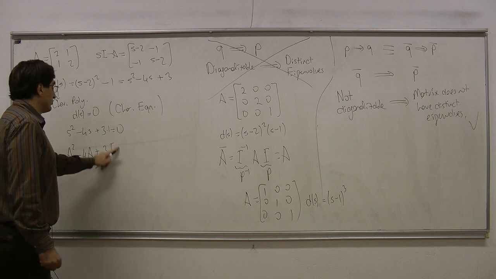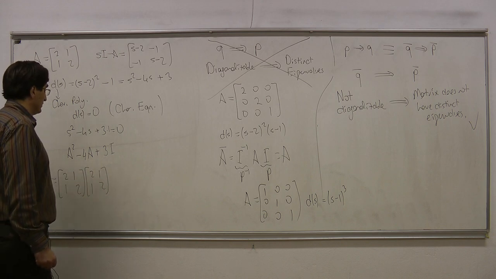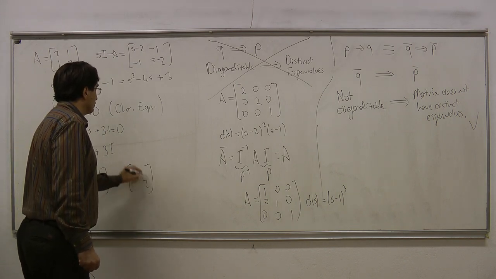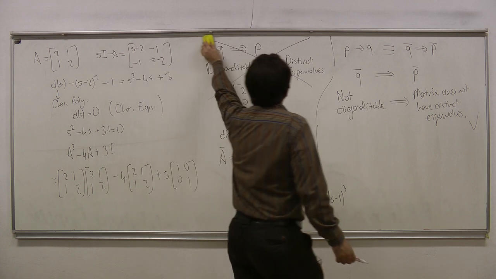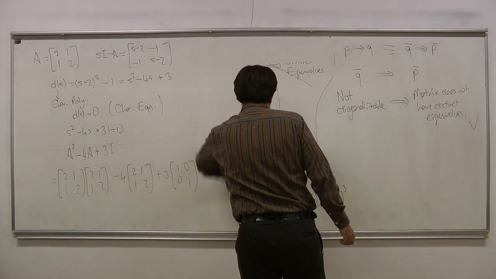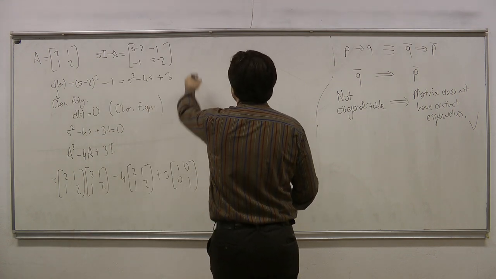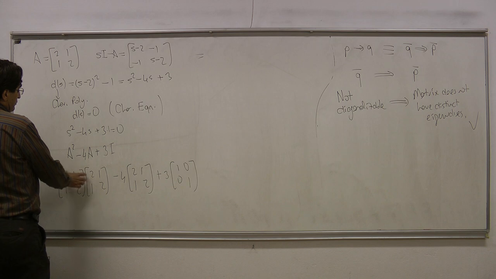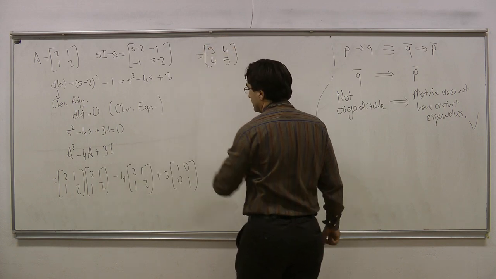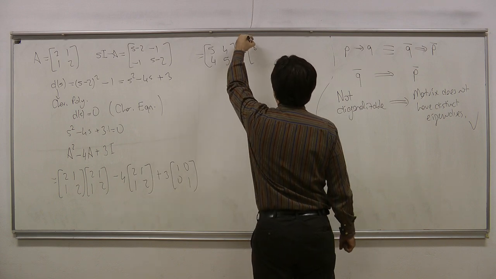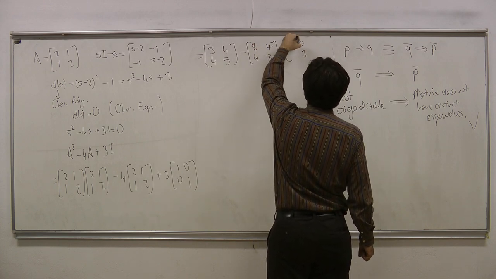So let me try to calculate this thing. So I have A squared: A multiplied with itself, which is the matrix 2, 2, 1, 1 times itself, minus 4 times A, 2, 2, 1, 1, plus 3 times the identity matrix. So now let me calculate those terms. This first term is going to give me 5, 4, 4, 5. Minus, this is going to be 8, 4, 4, 8. And I would have plus 3, 0, 0, 3.